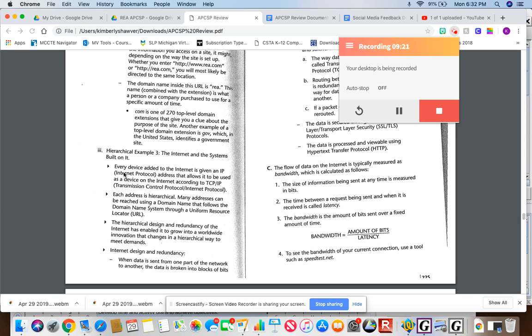The internet and its systems are hierarchical. Every device on the internet gets an IP address that allows it to be used as a device on the internet according to TCP/IP, the Transfer Control Protocol Internet Protocol. Each address is hierarchical. Many addresses can be reached using a domain name that follows the domain name system through a URL. The design and redundancy of the internet has enabled it to grow into a worldwide innovation that changes in a hierarchical way to meet demands.